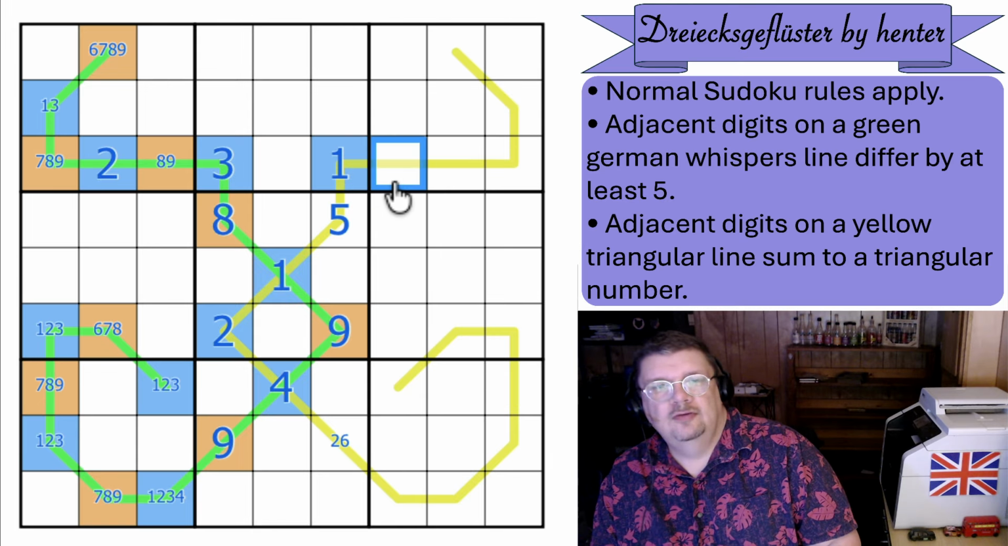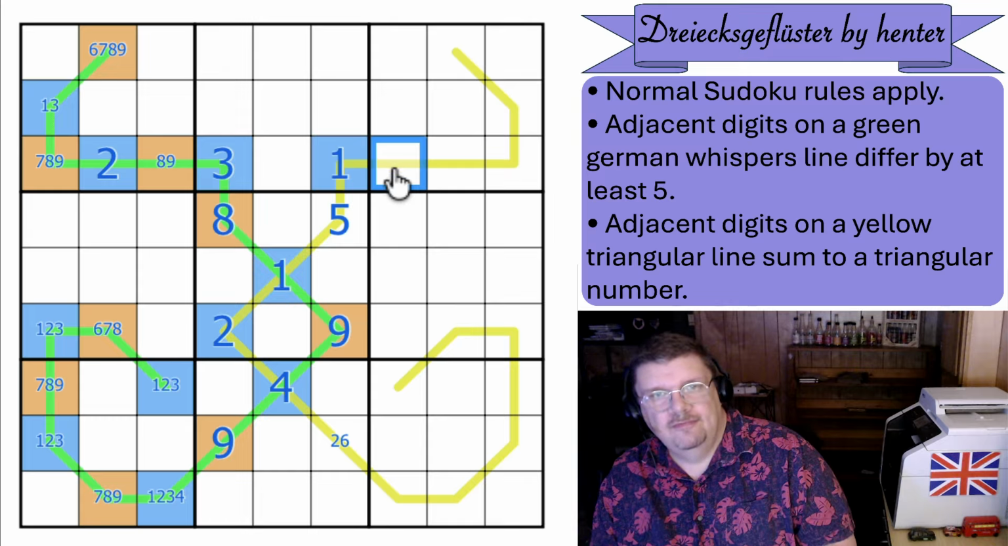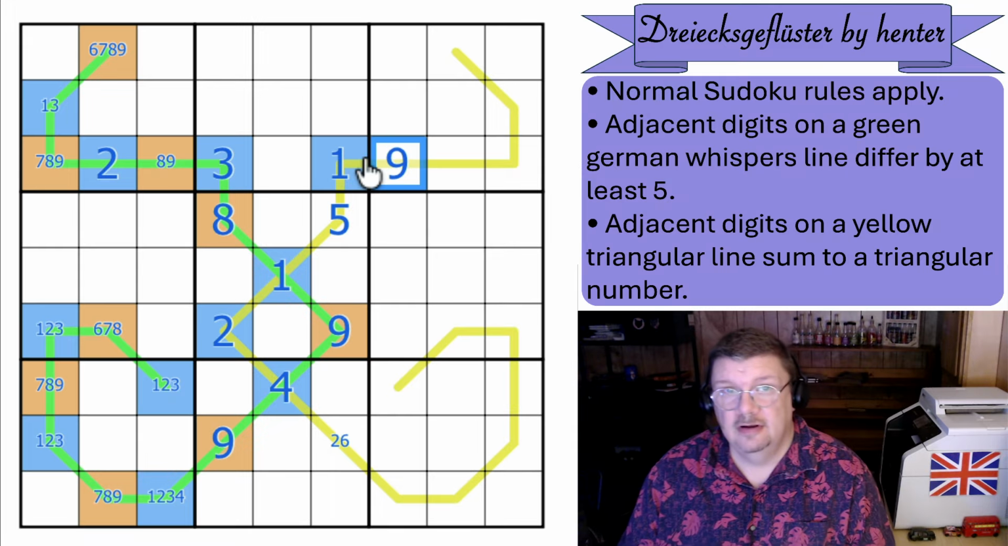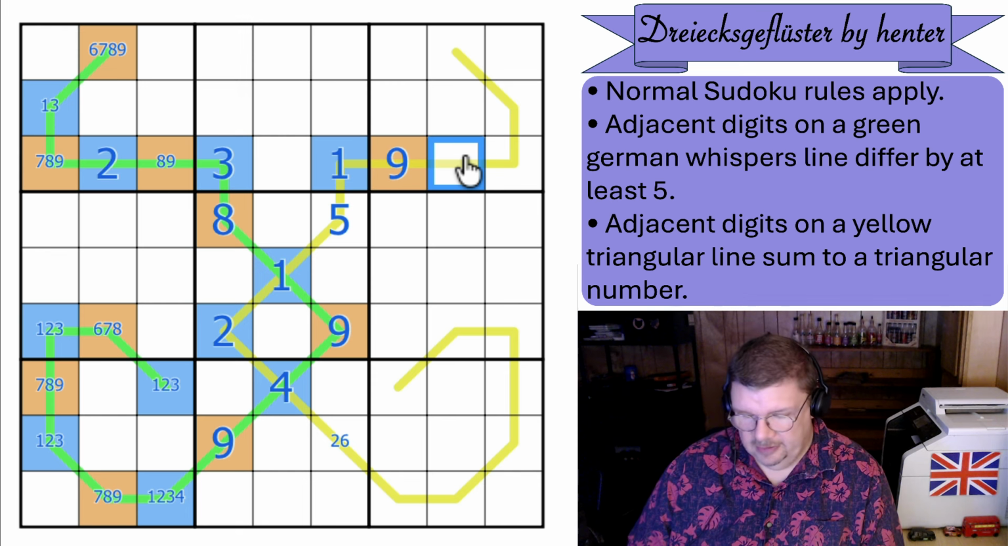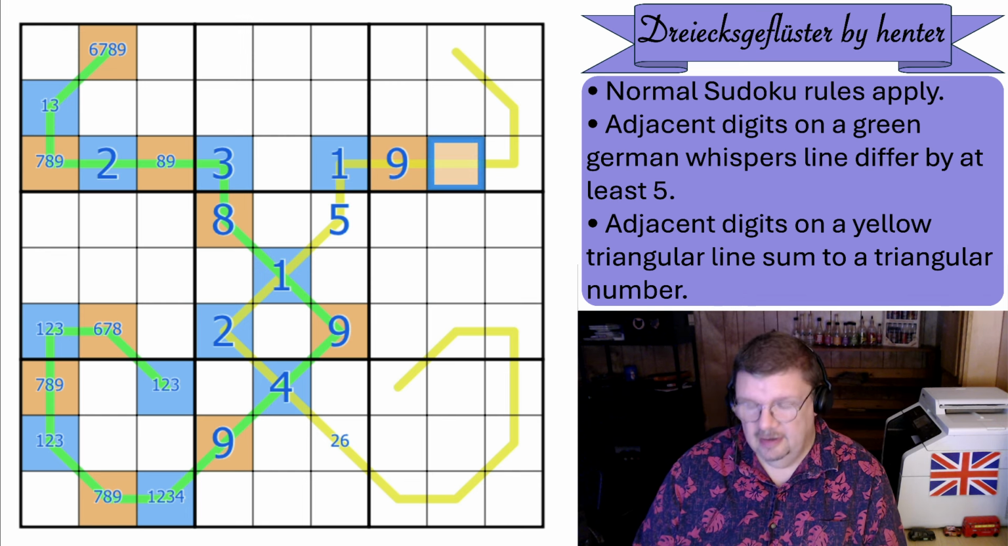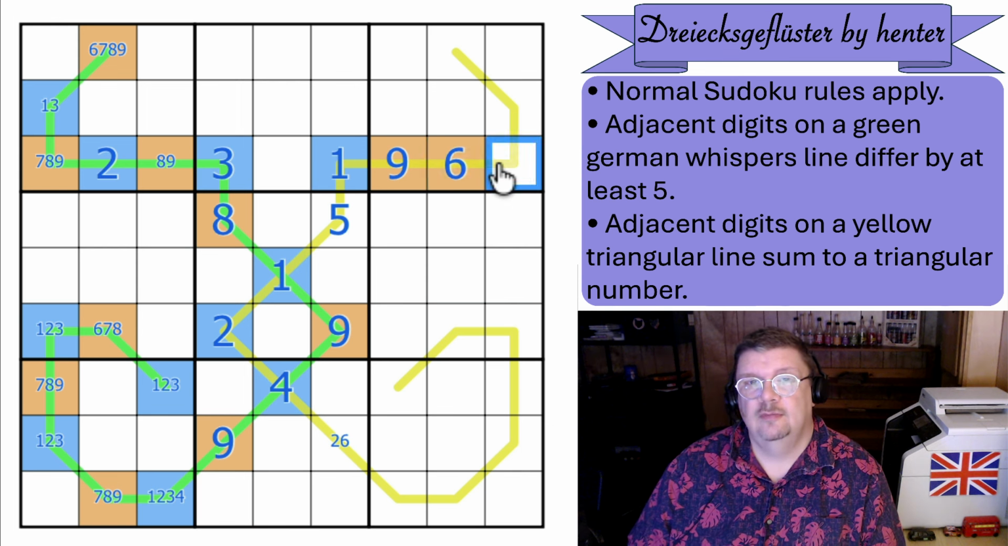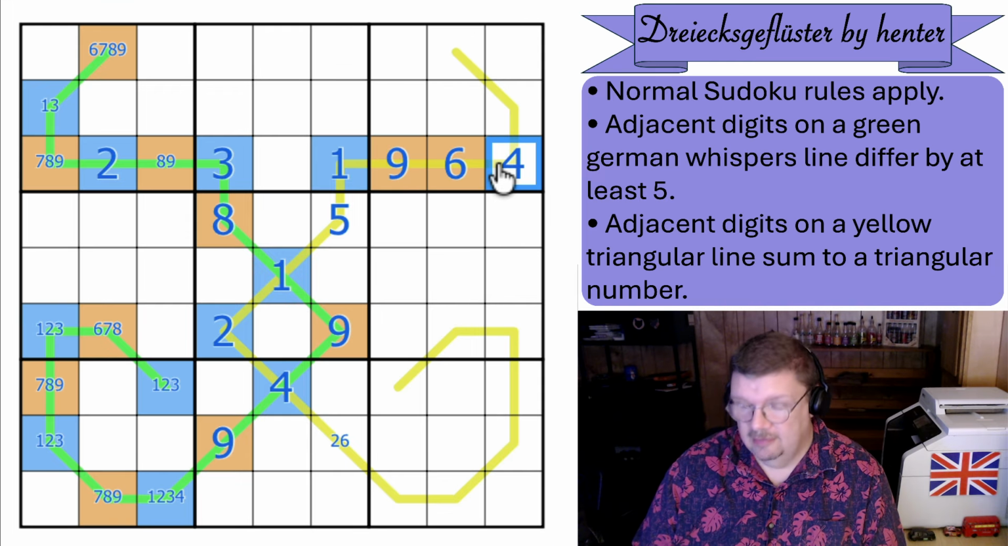1 has to be with 2, 5, or 9. I can't put 5 here because we already discussed that. That would then have to be a 1 or a 5. Can't put 2 by Sudoku, so that's a 9. Let's colour that high. 9 goes with 1 or 6, so that has to be a 6. 6 goes with 9 or 4, so that has to be a 4.